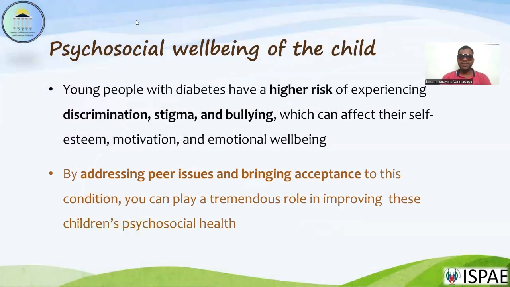Yes, psychosocial well-being. Generally, young people with diabetes experience a lot of discrimination, stigma, and bullying from fellow children in the schools and other education institutions. This can affect their self-esteem, motivation, and their emotional well-being. By addressing peer issues and by bringing acceptance to this condition, type 1 diabetes, we can play a great role in their emotional well-being.